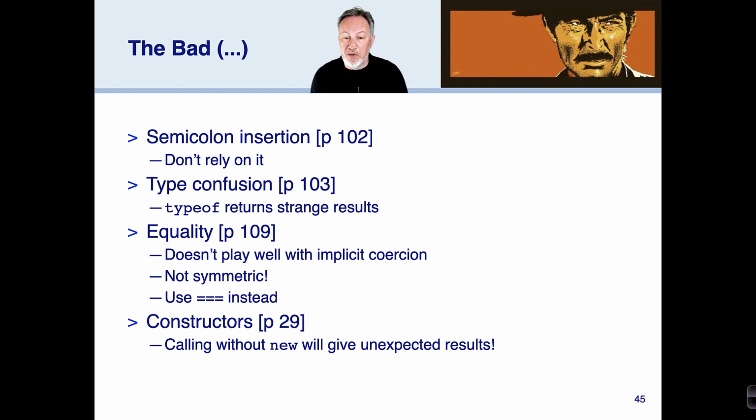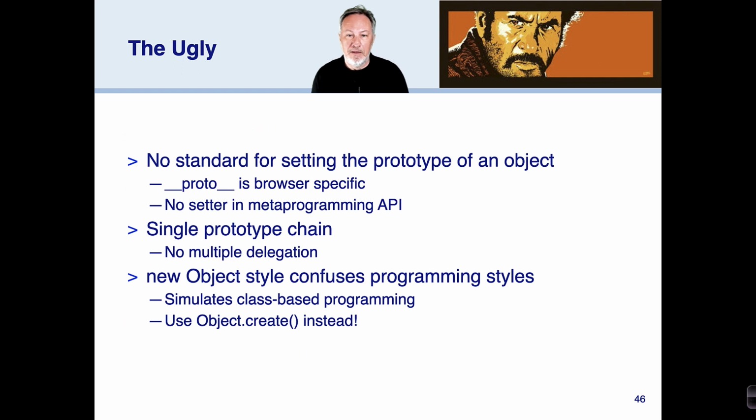Calling constructors without new will also give you very strange results, as mentioned before, because it's simply going to execute the function rather than creating a new object. And finally, some other nasty things. There's no standard so far for setting the prototype of an object. The __proto__ convention is specific to certain browsers, and there is in the metaprogramming API no standard setter for it.